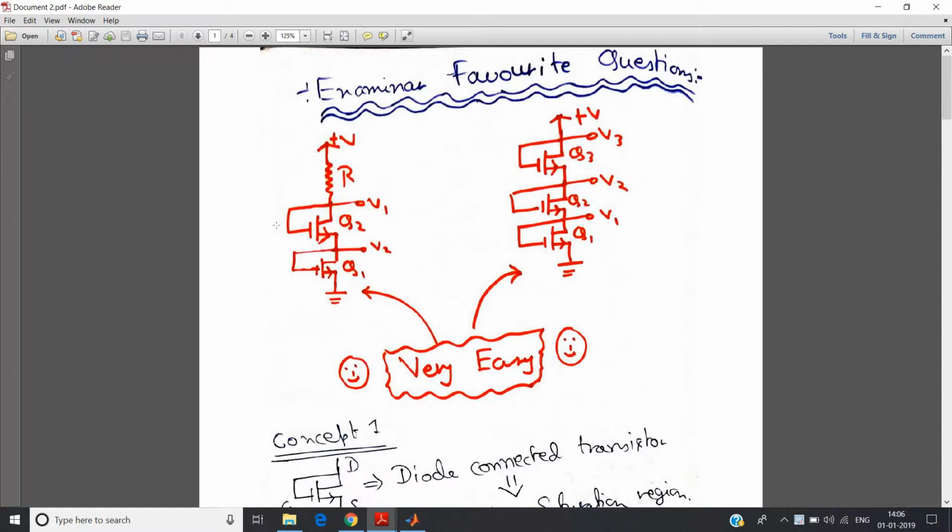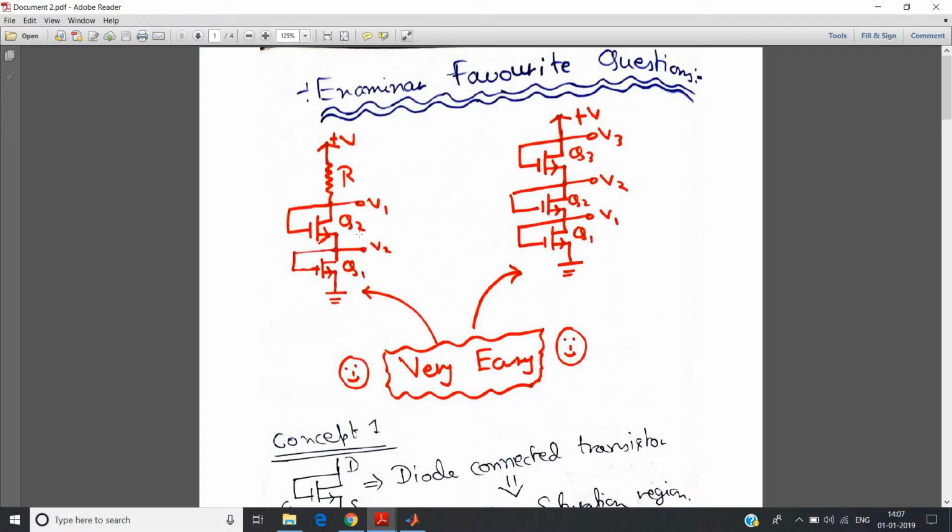This may look somehow complicated, but the analysis of this circuit is very easy if you know how to understand or how to handle the numericals related to the diode connected transistor. So I shall post the link of my previous video where I have discussed the theory of the diode connected transistor in detail. You can check from there. I shall post the link in the description.